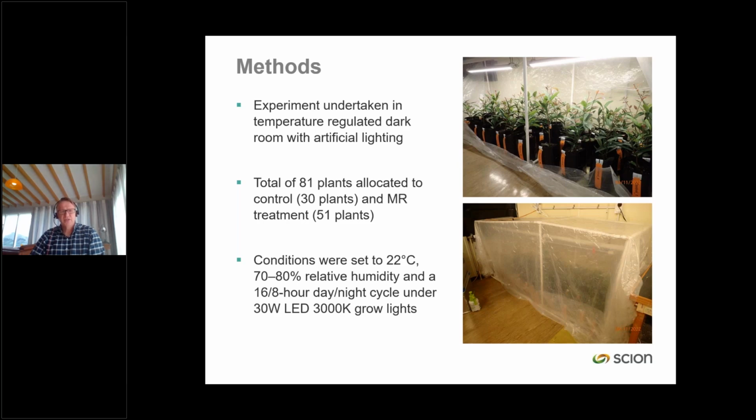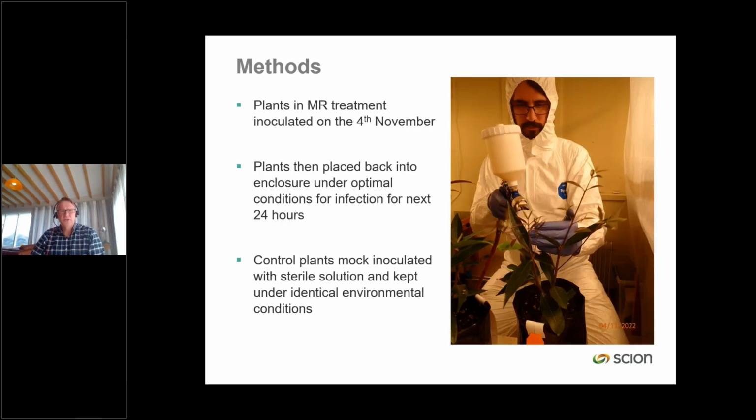The conditions were set to 22 degrees centigrade, 70 to 80% relative humidity, and a 16-8-hour day-night cycle. And you can see the control plants in the top panel, in the temperature and environment regulated room before and after this was closed up. The plants in the myrtle rust treatment were inoculated on the 4th of November and then placed back into the enclosure under optimal conditions for infection for the next 24 hours. The optimal conditions included 90% relative humidity and a temperature of 18 degrees centigrade.